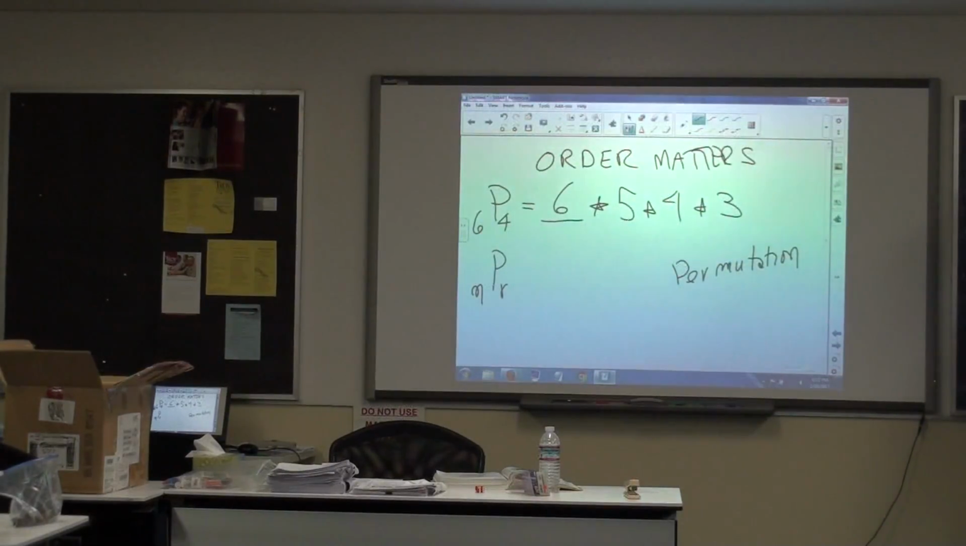Okay, now, this is the logic behind a permutation. And that is the number of ways you can select the first one times the number of ways you can select the second one times the number of ways you can select the third one on down. And you see, you can select each succeeding member a fewer number of times because the pool is shrinking.